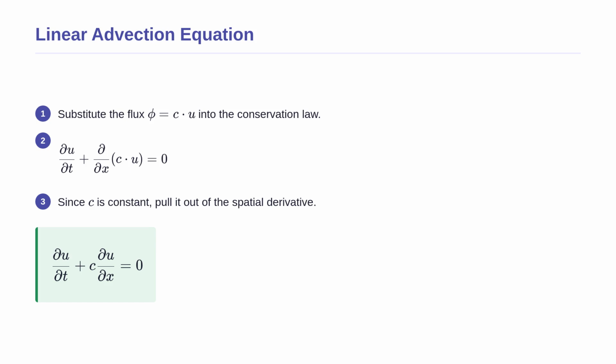Let us solve for the governing equation. We are given our general conservation law and our specific flux equation. We substitute the flux, c times u, directly into the spatial derivative term. Because the river speed c is a constant value, it does not change depending on your position x. Standard calculus rules allow us to pull it out to the front of the derivative operator. This gives us the final result, famously known as the linear advection equation. It guarantees the pollutant simply rides along with the current without changing its shape.